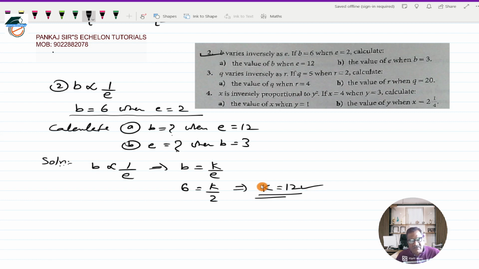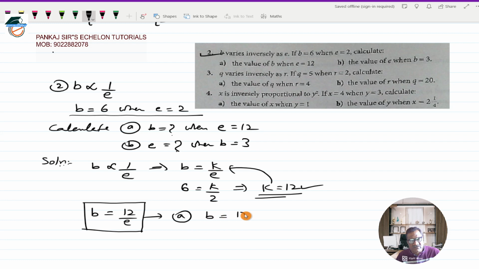Once I get the value of k, I'm going to put it in this formula. So it will be b is equal to 12 upon e. Now this formula is connecting b and e. Using this formula, the a part of the question is, what is b when e is equal to 12? So b is equal to 12 upon e, k's value I'll put as 12. So I'm getting 12 upon 12 is 1. So b is equal to 1 is the answer for a part.